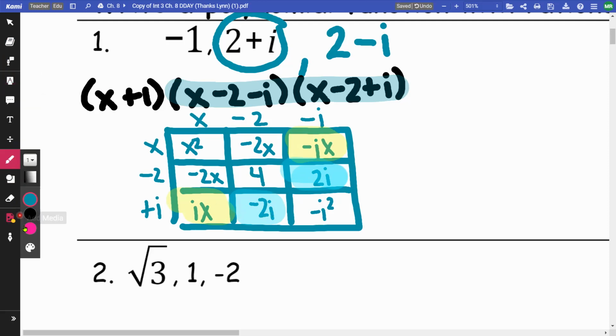Now, I need to pay attention to this particular term here, because an i squared, let me just jot it up here. I'll draw it over here. i squared is equal to a -1. So when I have negative i squared, that's going to be a -1, which is actually going to be a +1. So this -i squared is really a +1.